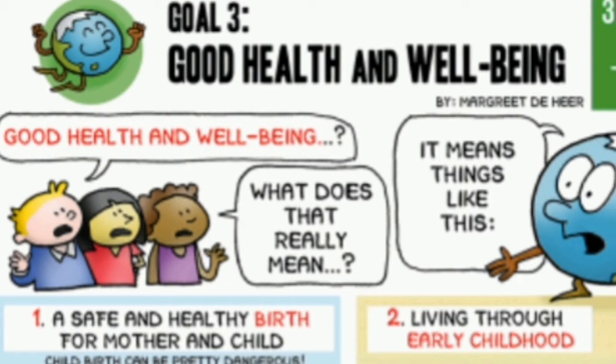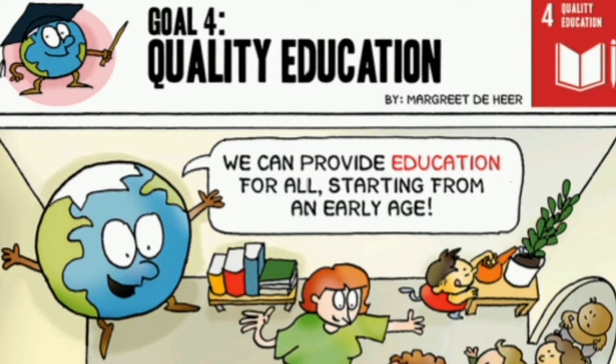Third is good health and well-being. Good health and well-being is important. That is related with the safe and healthy birth for mother and child, and to reduce the global maternal mortality ratio to less than 70 per lakh live births. Quality education is the fourth SDG.